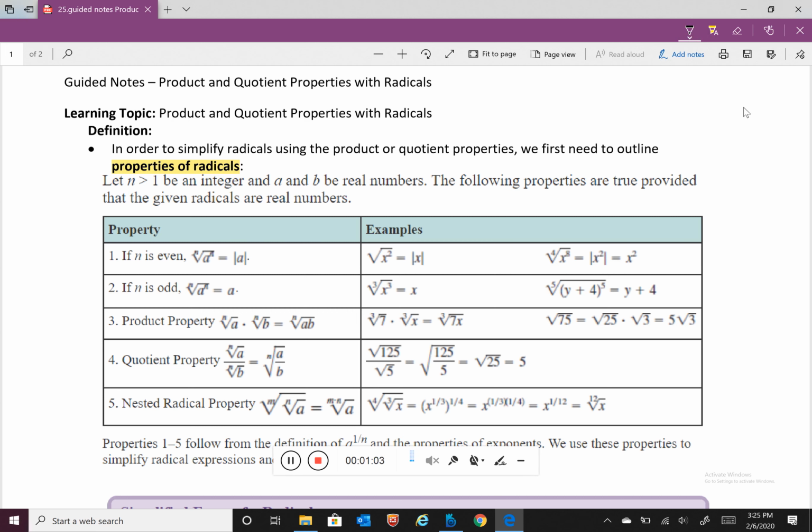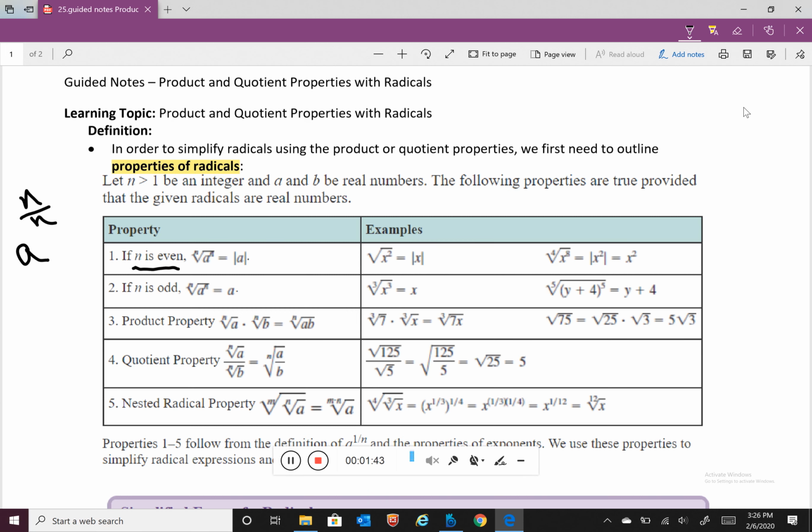So the first property is if n is even. So that means our root is even, such as square root, fourth root, sixth root, etc. So notice that the root is n and the power is n as well. So I want you to think about our phrase power over root. So if our base is a, our power is n, our root is n. So wouldn't you think that the n's just simply cancel away and that leaves us with a?